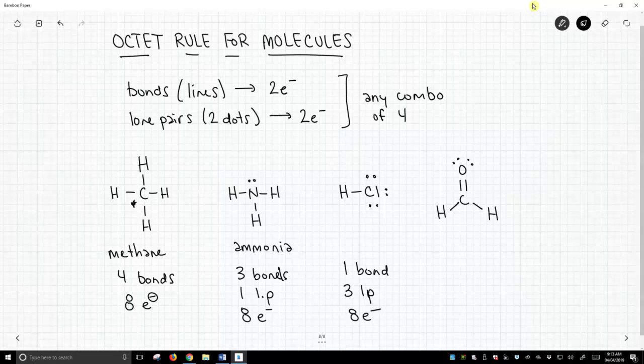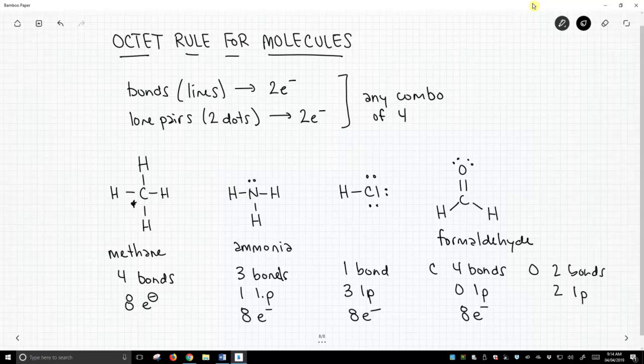And finally, this molecule at the end, formaldehyde. Formaldehyde, the carbon, has 4 bonds. That's 4 lines. Now, the carbon has a double bond to oxygen. That counts as 2 bonds. It's 2 lines in that bond. So that's 4 bonds, 4 lines, no lone pairs. So that's 8 electrons. And the oxygen has 2 bonds, 2 lone pairs, 8 electrons.